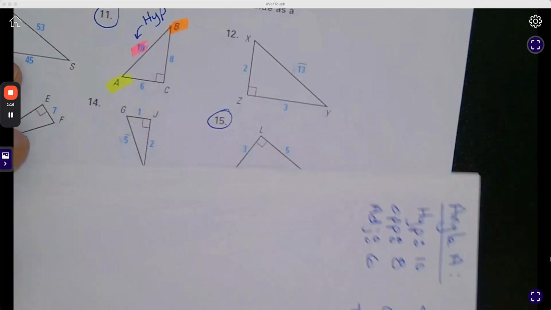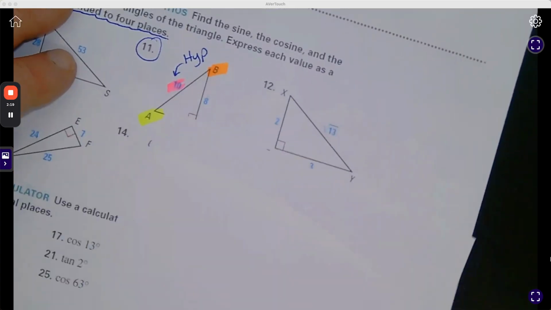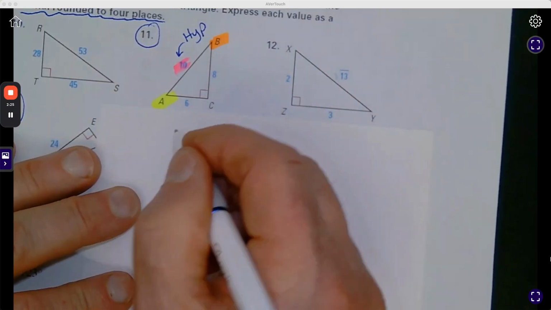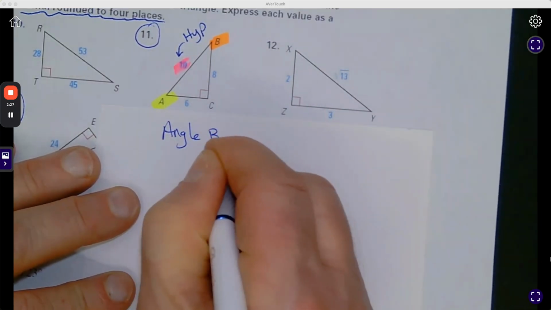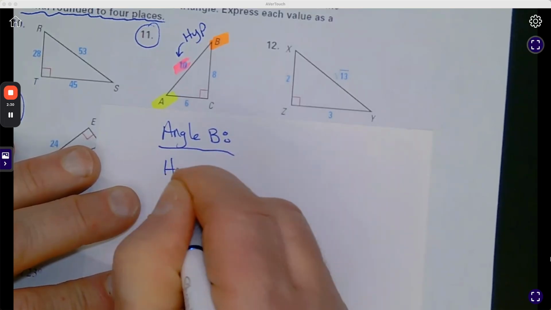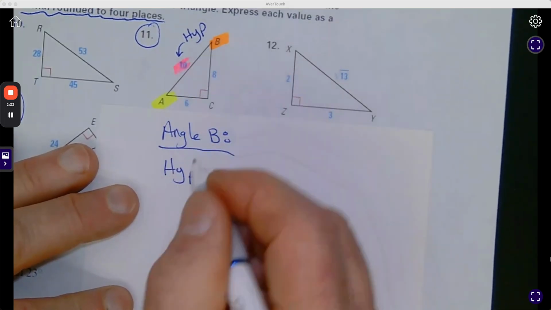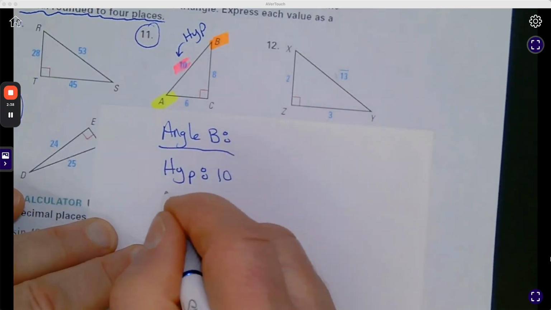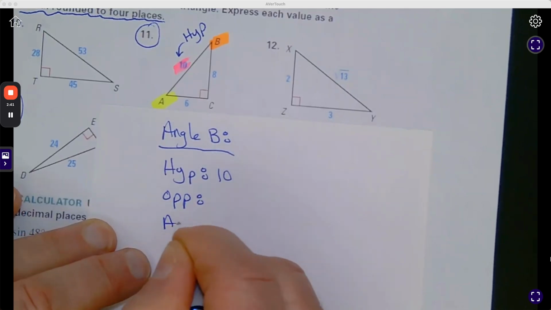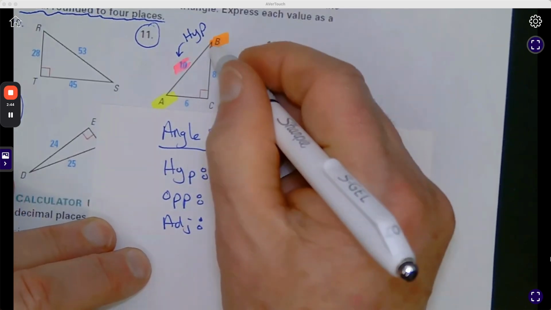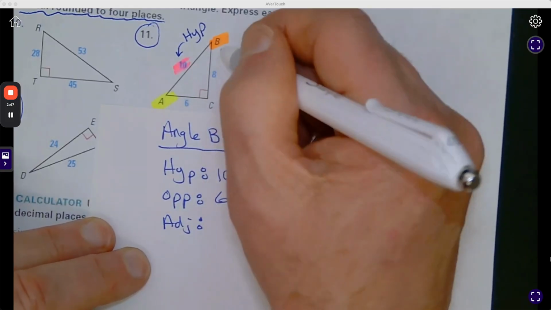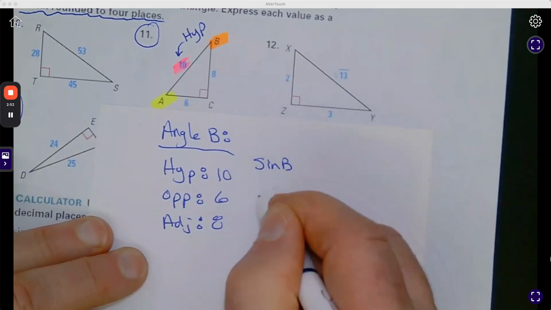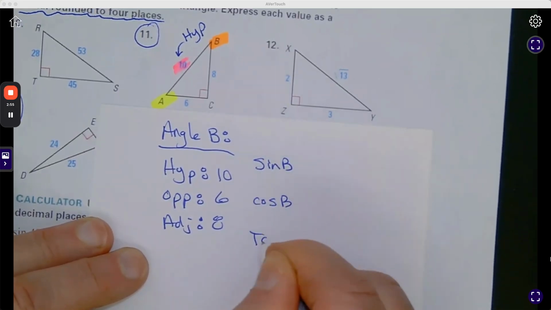Let's go to B. Now we're going to have the perspective of B, so angle B. Again, identify the 3 sides. The hypotenuse is always the hypotenuse, no matter what your perspective. Opposite and adjacent, though, are now different. Opposite is across from. Adjacent is the leg next to. Let's do it: sine of B, cosine of B, tangent of B.